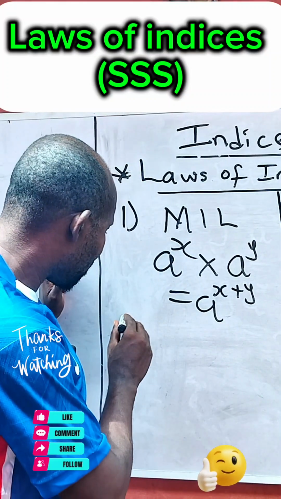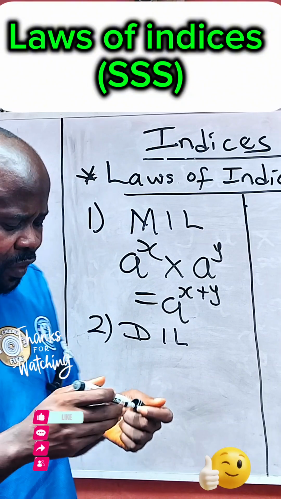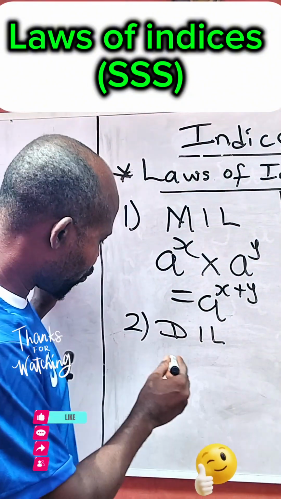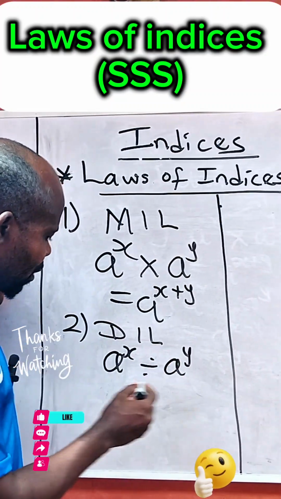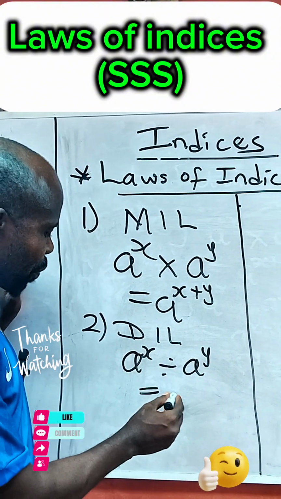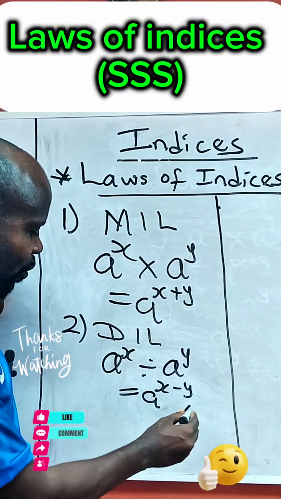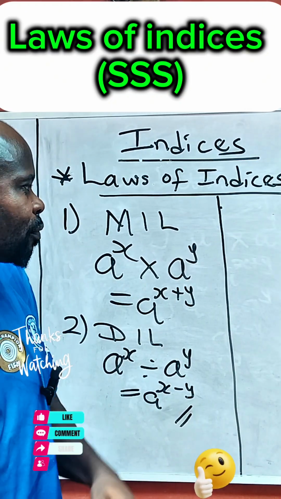The second law, they call the divisional index law. In the case of this law, maybe you have a raised to power x divided by a raised to power y. As long as their bases are the same, you just pick one of them and you subtract the powers. That is all. You subtract the powers. That is the divisional index law.